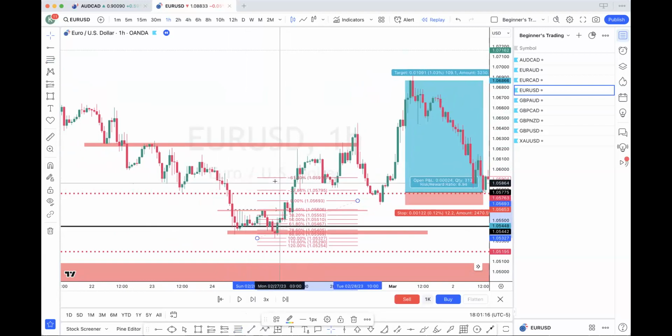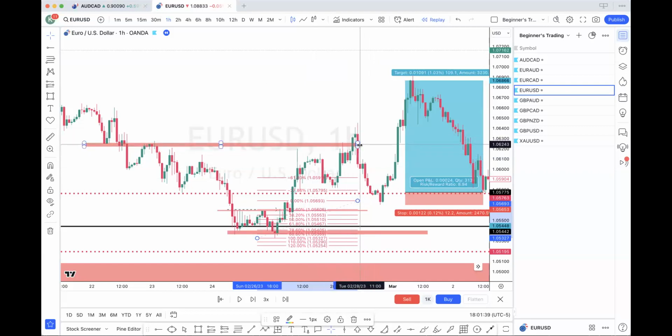Again, that's all good, but I would have been looking to take it to a level of support and resistance. And it went there and then pulled back. Again, I'm taking my money. That was 62 pips. And then I'm waiting on the next move.